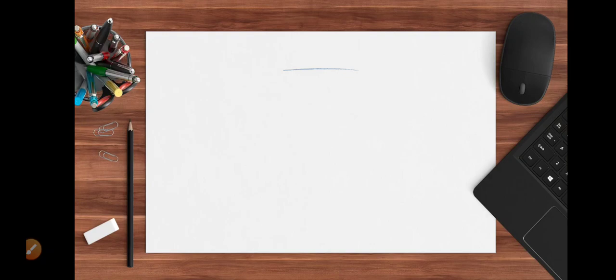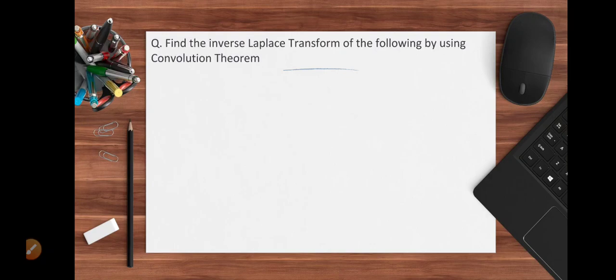Now we will see some examples. Here the question is: find the inverse Laplace transform of the following functions by using convolution theorem. In the question paper, if the question is like this, where the method, that is use of convolution theorem, is mentioned, in that case only you have to apply this method. First example, s square upon (s square plus a square) whole square.